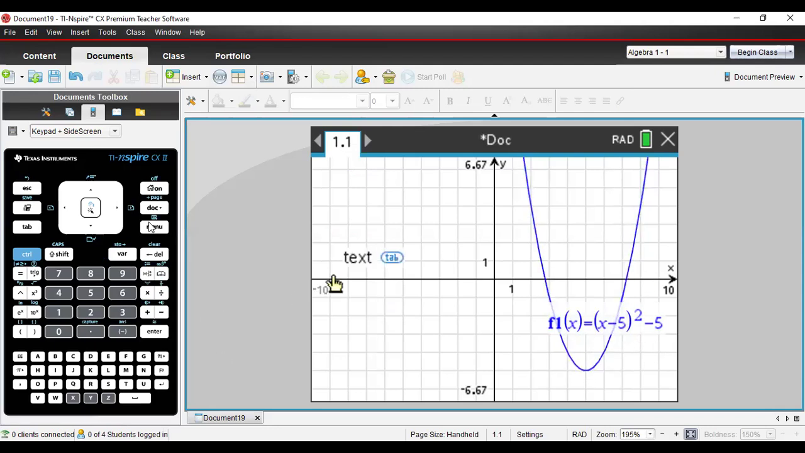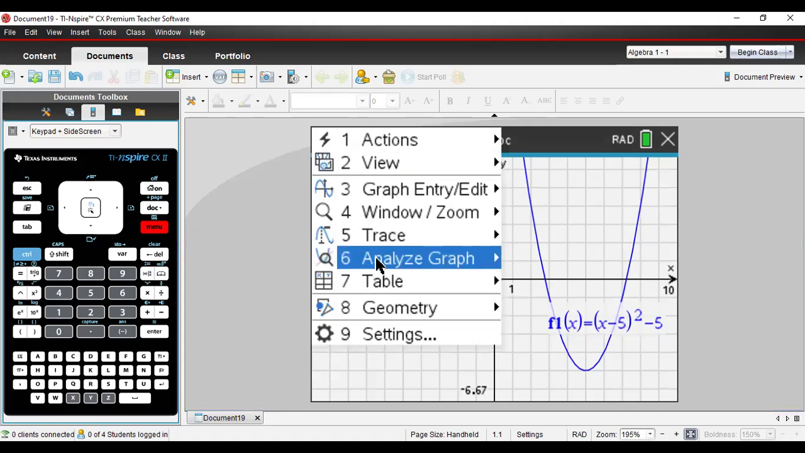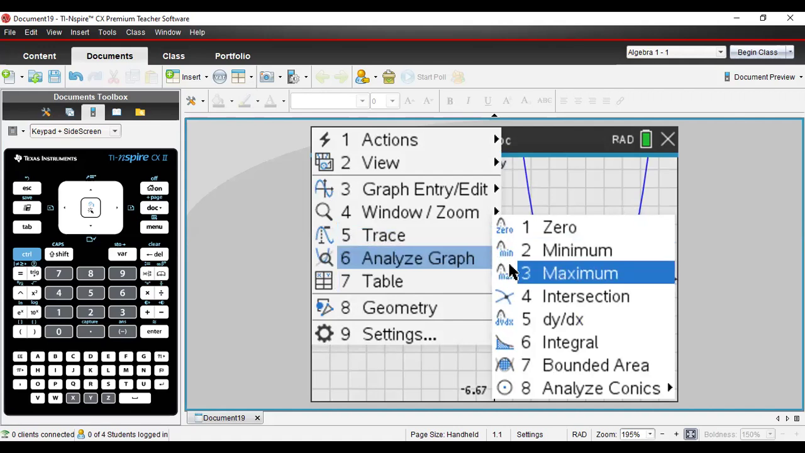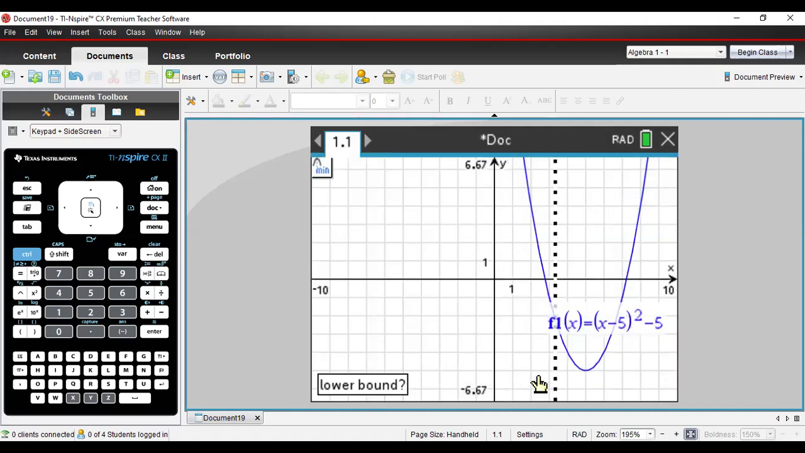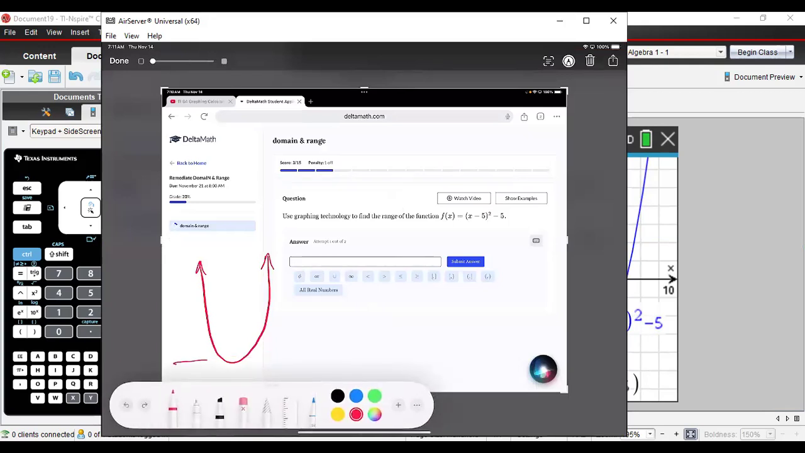So I'm going to use menu 6, 2, and I want the minimum. So I need the minimum value. So I'm going to come here, and it starts at a -5. So the bottom of the graph is at a -5, and it goes all the way up to a positive infinity.